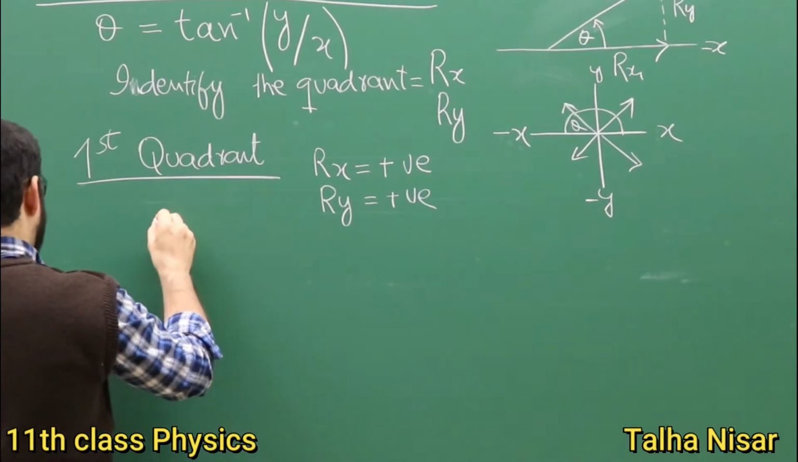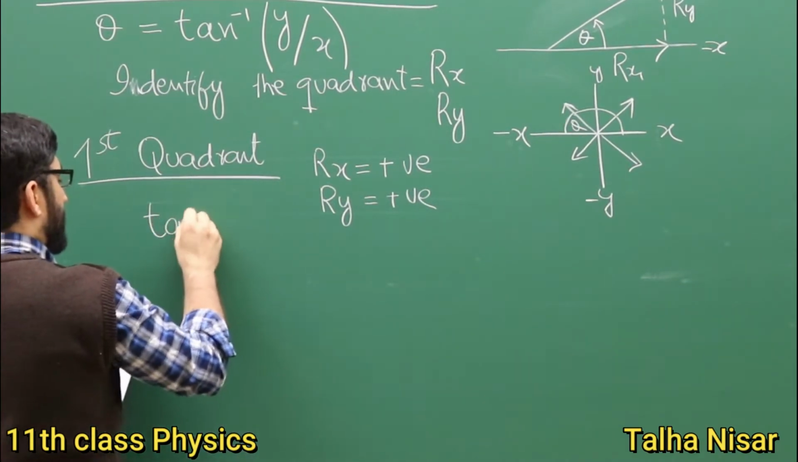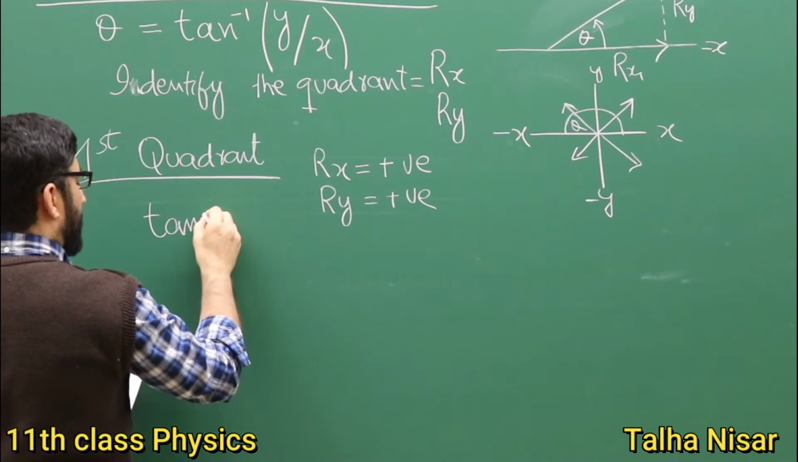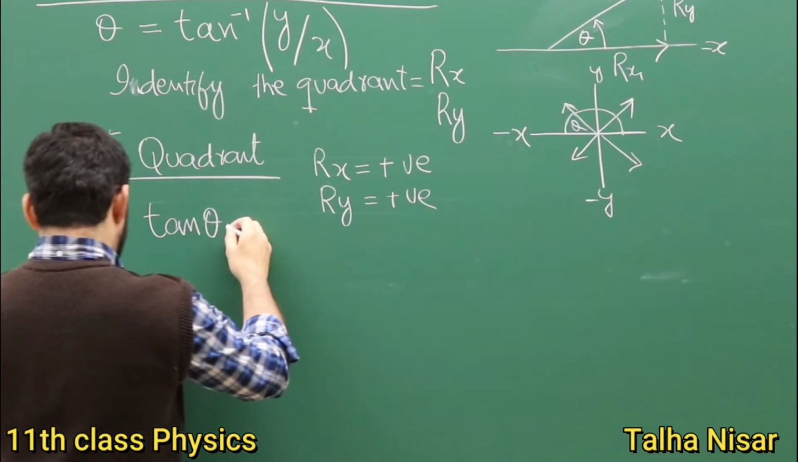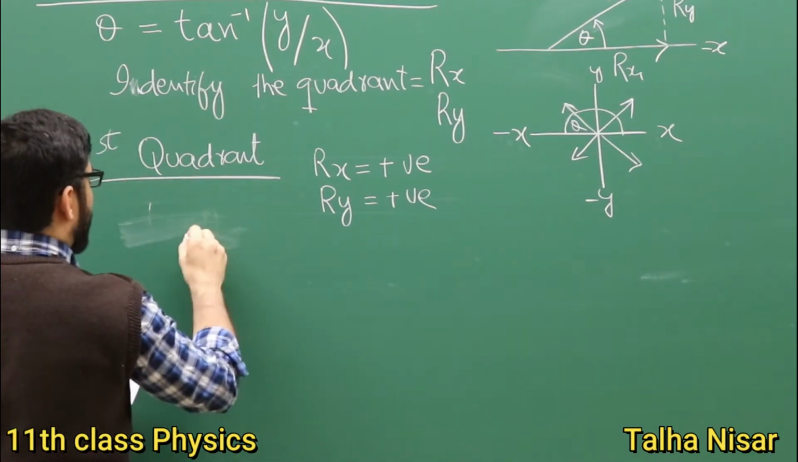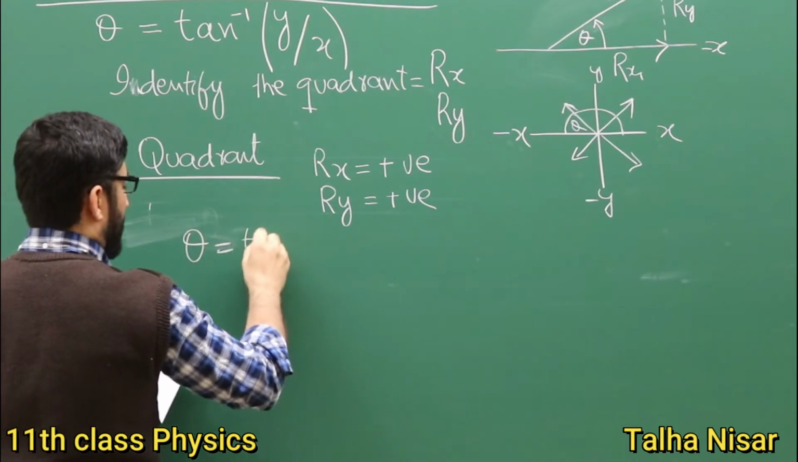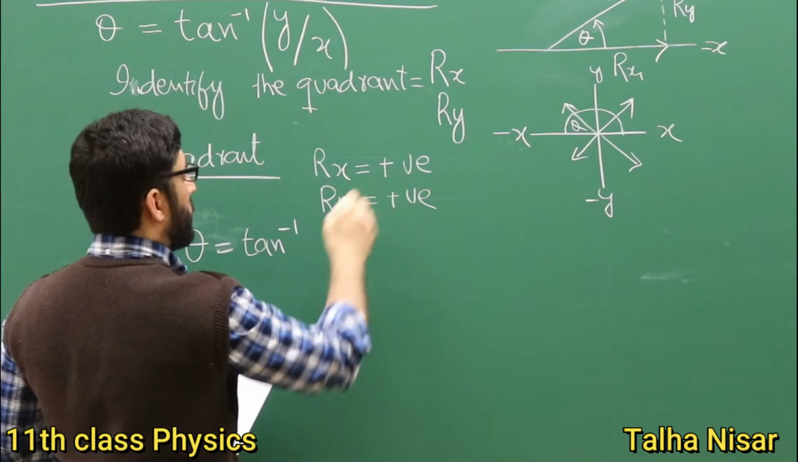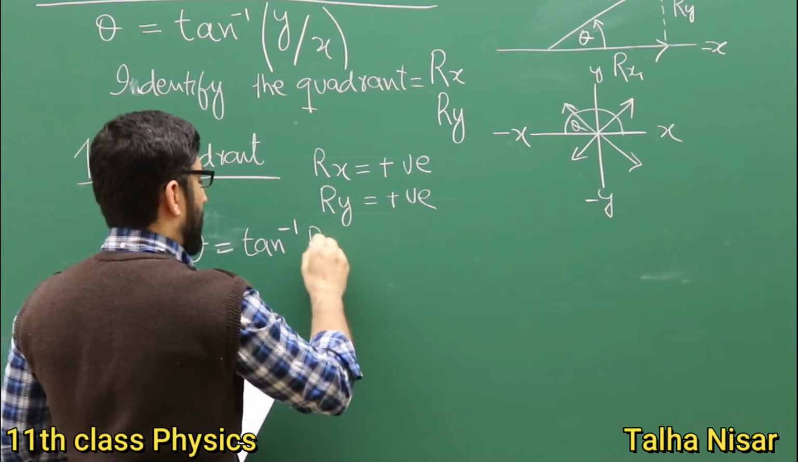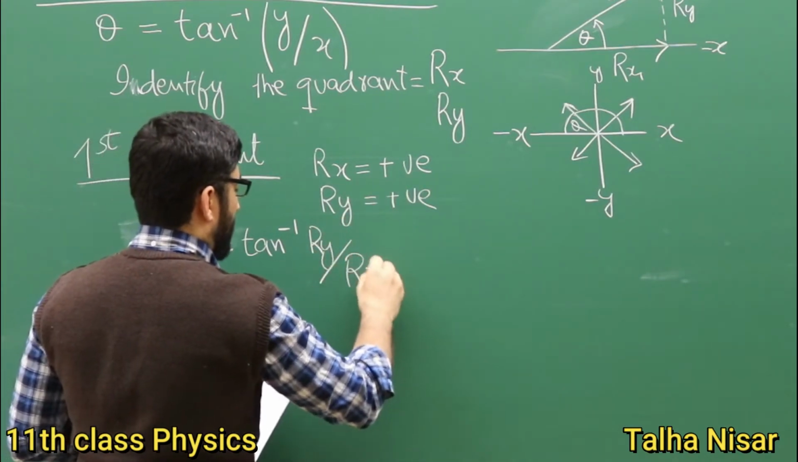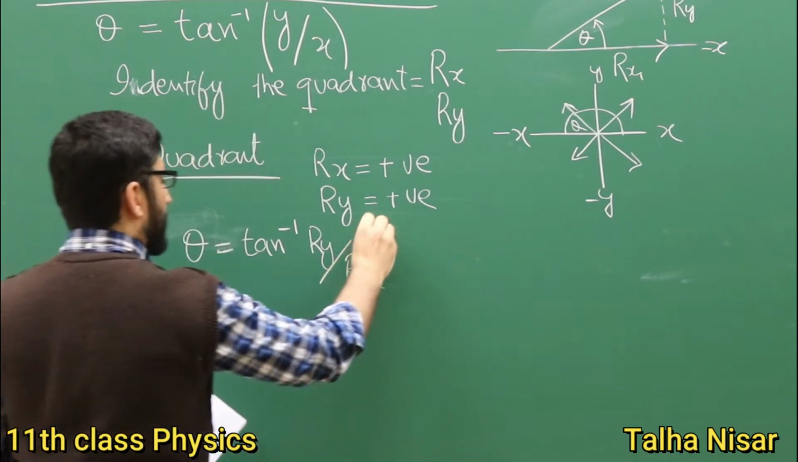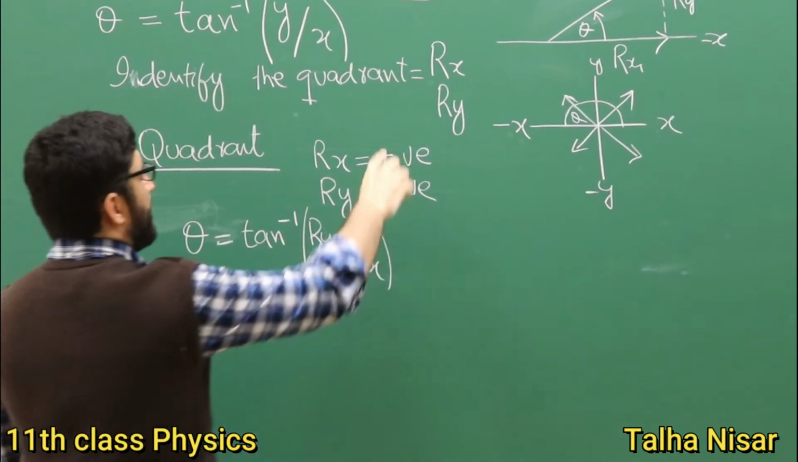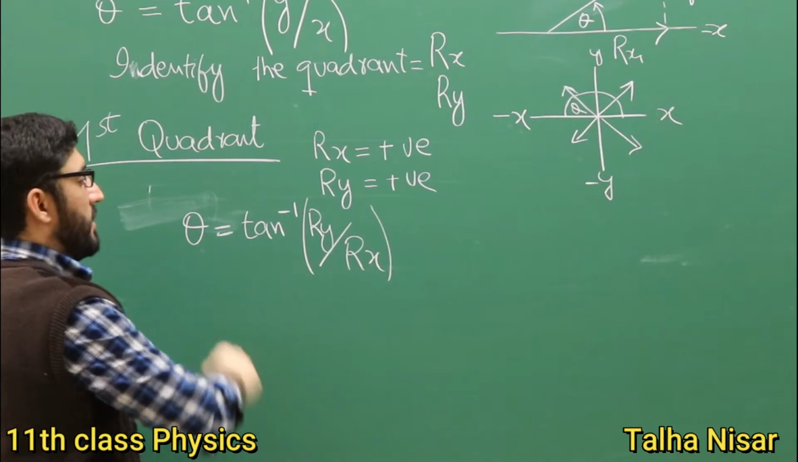So the same thing, tangent of theta, or we can just write theta is equal to the tangent inverse of Ry divided by Rx. If we have this information, then we can find out the angle.